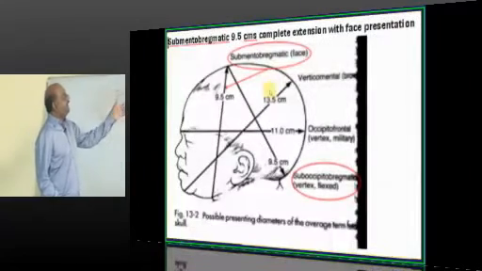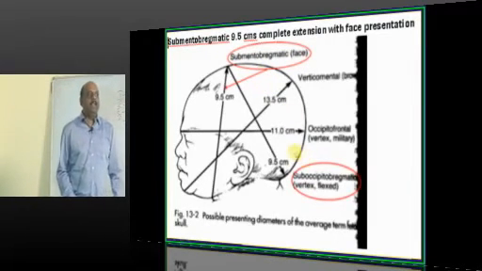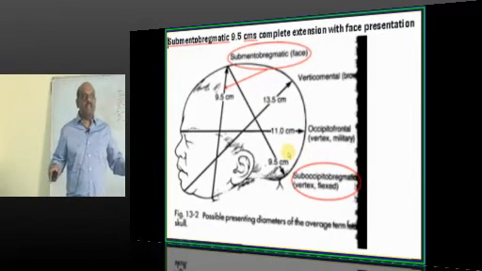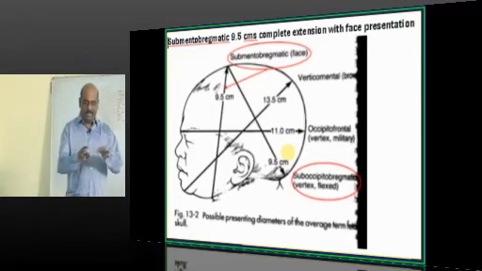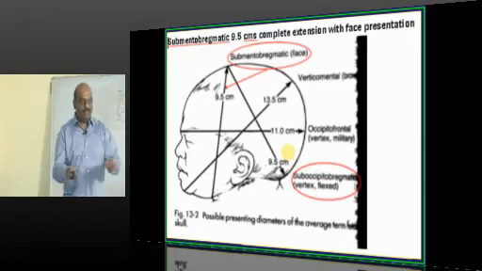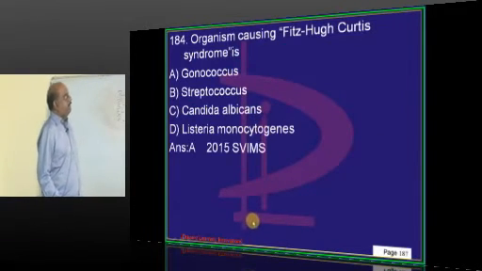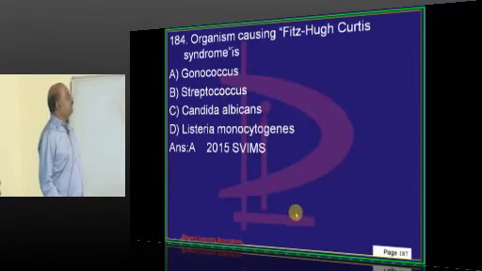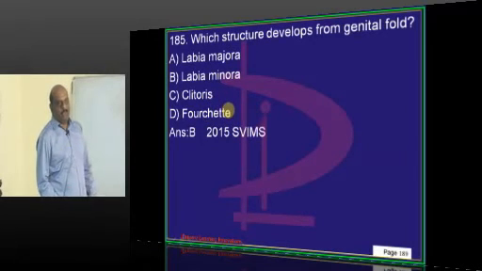In face presentation, the submentobregmatic diameter is engaged. Similarly, you must know all transverse diameters, how much the diagonal conjugate is, and the complete set of measurements of the maternal pelvis and fetal skull: 34, 36, 38, what is the size of the head. So go through everything fully. In Fitz-Hugh-Curtis syndrome, gonococcus will be there. Then the labia minora will develop from the genital fold.